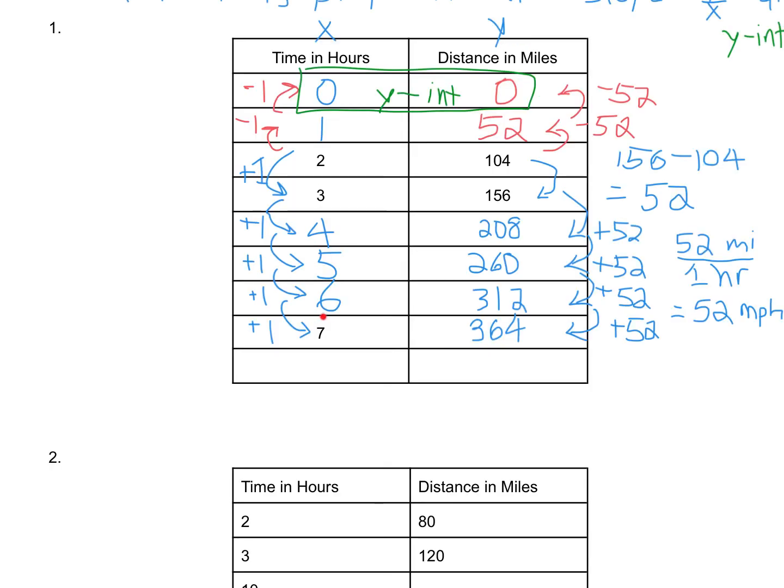Now, another way we could have found my answer once I figured out I was counting by 52 is just take 52 times 7. While that's true and we can do that, we're trying to work on this understanding of this extension, of this proportionality, and we'll see some more examples of that in our next example.